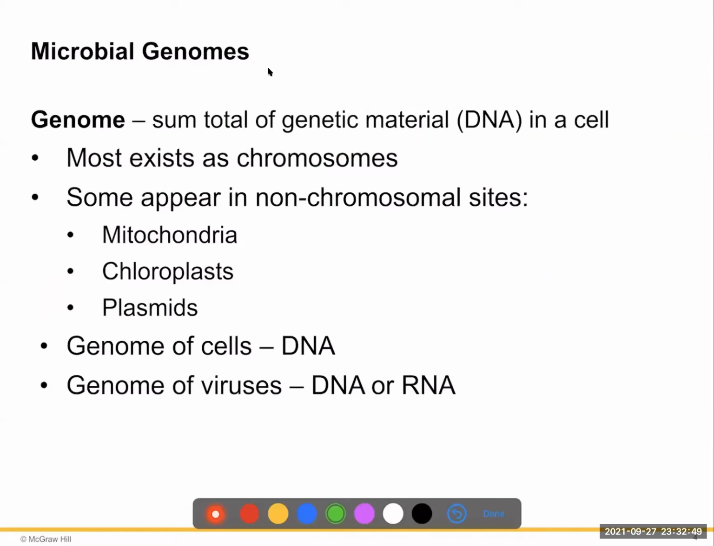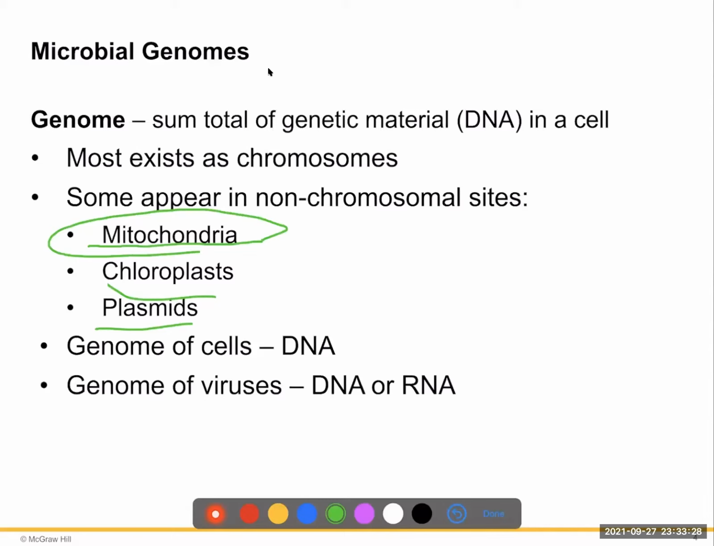When we talk about a genome, like the human genome, we're talking about the total genetic material, which is the DNA of the entire cell. In humans and other eukaryotes, most of it exists as chromosomes, and some in non-chromosomal sites, like mitochondria. We have mitochondrial DNA, and chloroplasts and plasmids also contain DNA. Mitochondrial DNA has been a big thing on all the new CSI shows, because we can get it in greater amounts than regular DNA, like in the blood and things left behind. You can isolate mitochondrial DNA a lot easier.